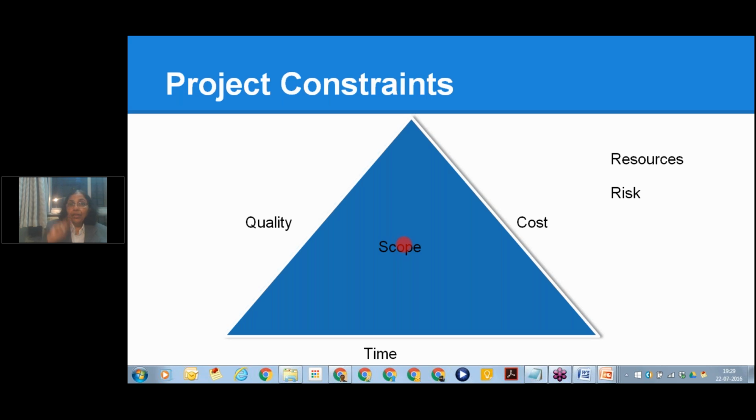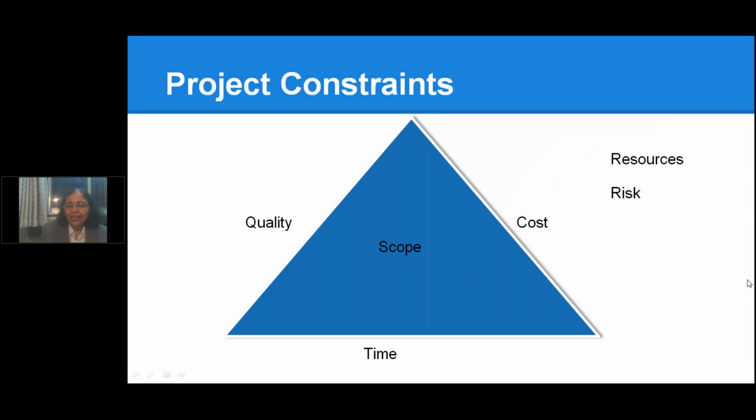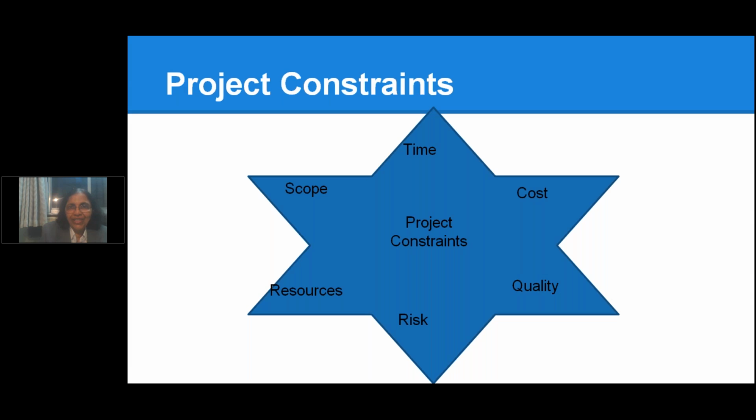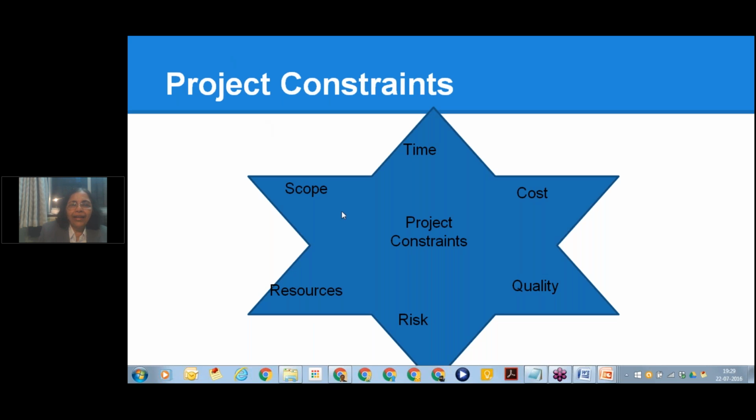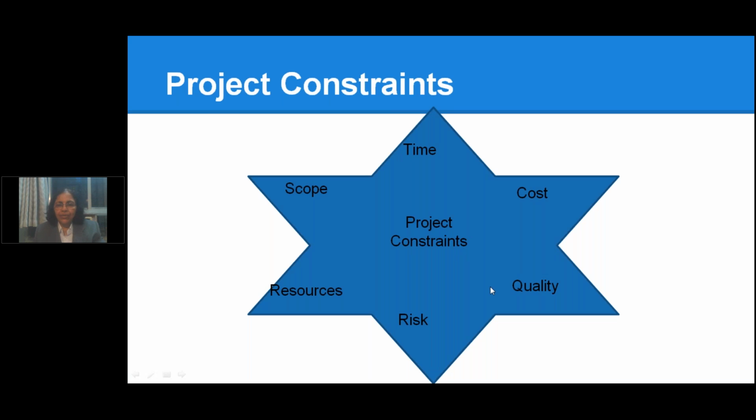And the 2 more things that we added, resources and risk, make up the modern project management constraint figure. It's a 6-point star where the project constraints are time, cost, quality, risk, resources, and scope finally. So all of these together are the things that all of us worry about. That's why they are also called project constraints.